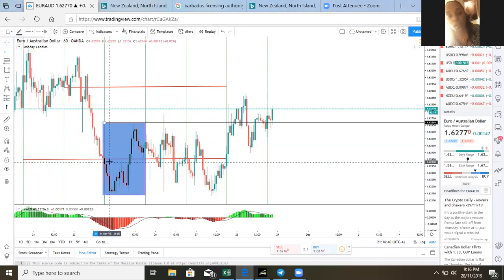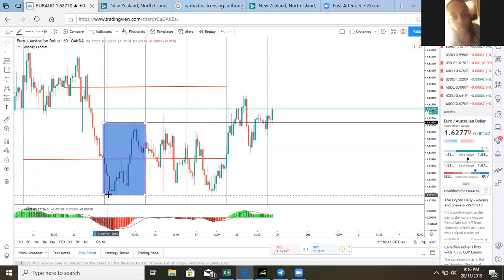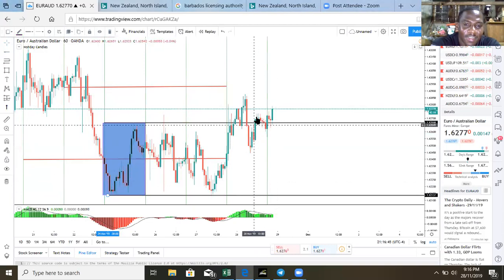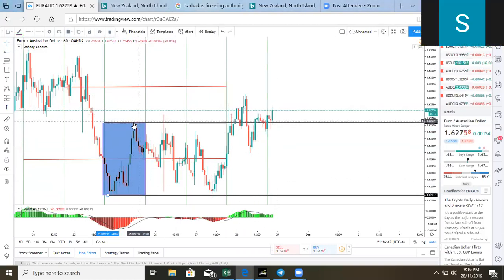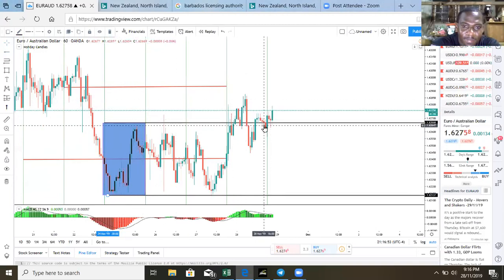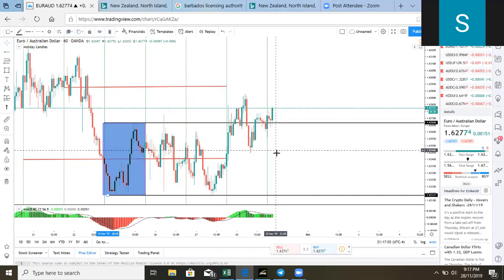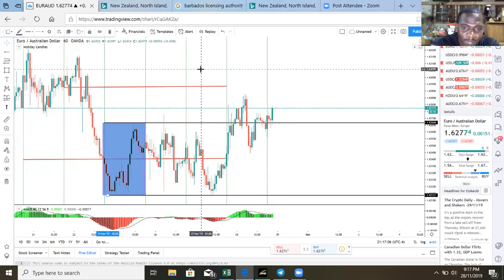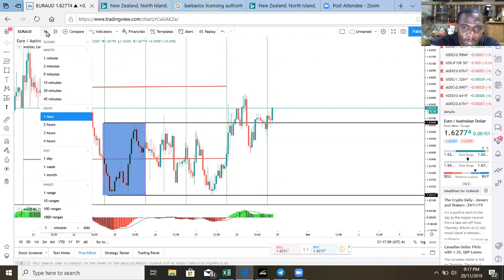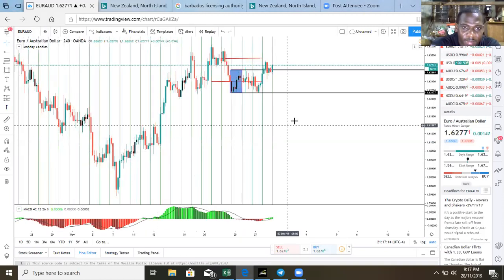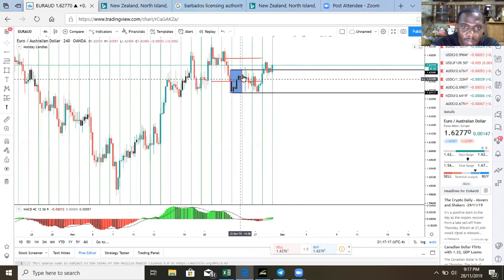I'm holding it because it has an H4 head and shoulders. You've got the left shoulder here, got the head. We want to wait until price comes back in to complete the head. They have an H4 H and S, doing a nice flag there too.